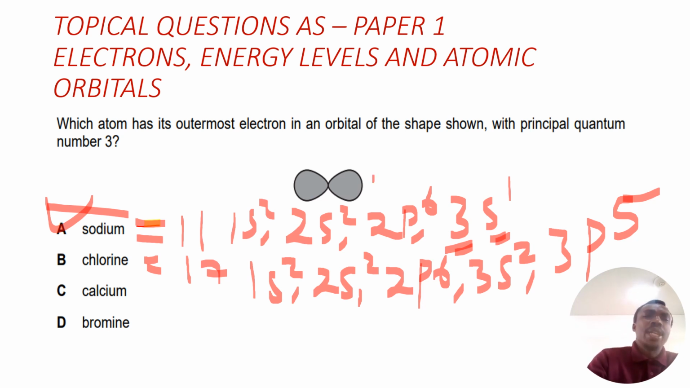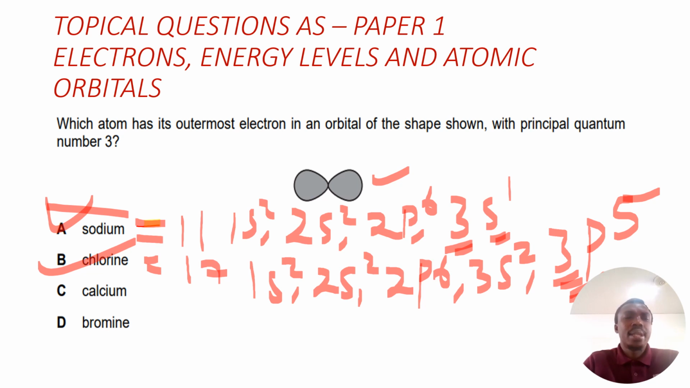So this is a dumbbell shape, which is a p subshell, p orbital. Then principal quantum number 3, which is the third shell. So the answer to this question is what? B, which is chlorine. Chlorine has the p orbital in its outermost electron with principal quantum number 3. So the correct answer is B. So it's as simple as A, B, C.